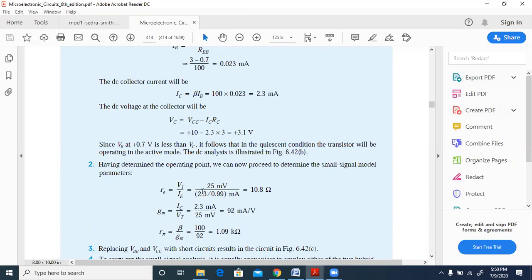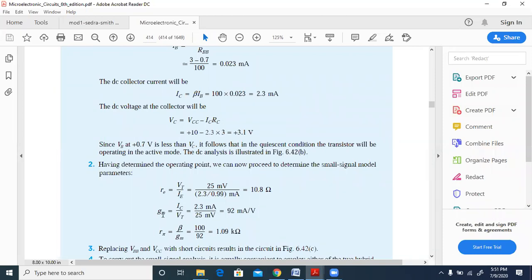He's calculating alpha and doing that. Not at all necessary. You can as well write over here the value which is the sum of both these values, which is again the same thing. 25 millivolts divided by 2.323 milliamperes. That will give us the value which is 10.8 ohms.